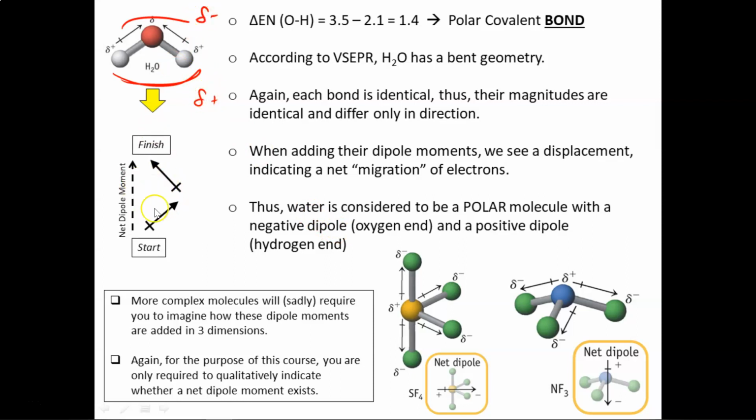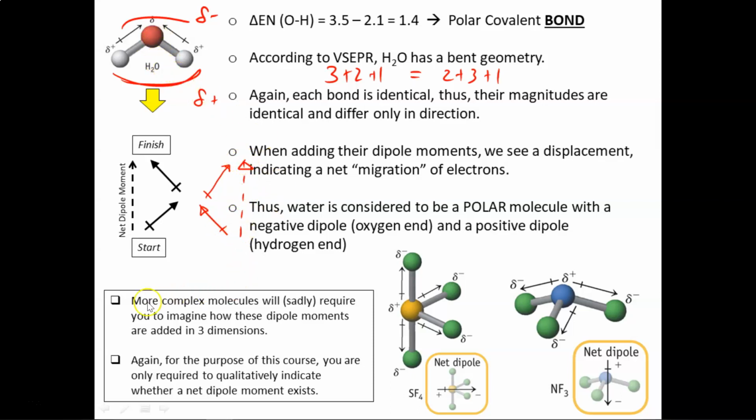Now, when it comes to adding up the vectors, it doesn't matter if you added this dipole first, then this one, or if you added this one and then this one. Just as 3 plus 2 plus 1 is the same as 2 plus 3 plus 1, it doesn't matter what order, adding this dipole first and then this one still gives you the same result. I'm starting here, I'm going up towards the oxygen.